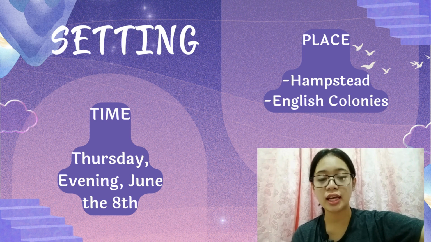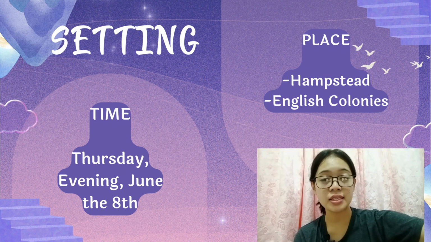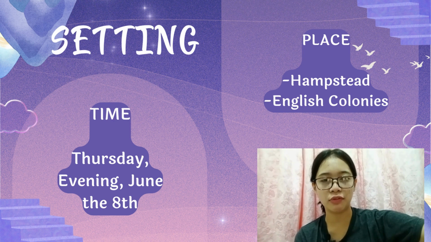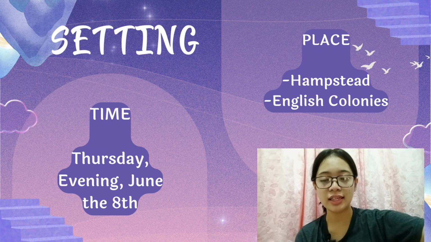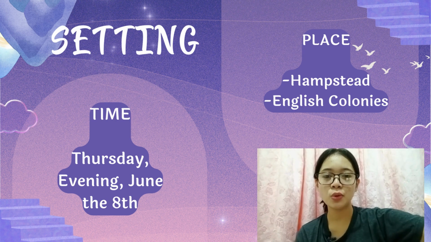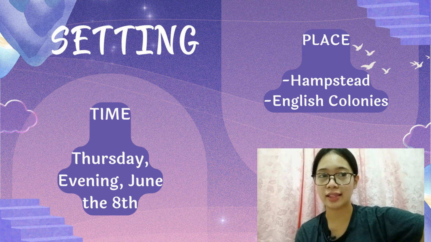For instance, the English colonies. The English colonies is actually the place where Clarissa wanted to go to escape her family and also Lovelace. And another place setting that is included in the story is Hampstead. It is the place where she hid in Mrs. Moore's house. So this place setting can be proven from the letter that Clarissa wrote.